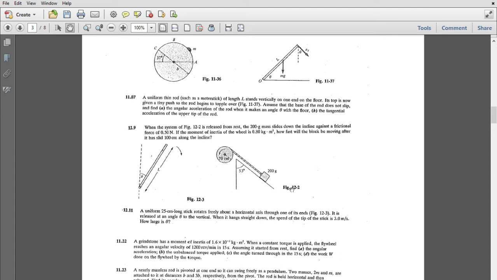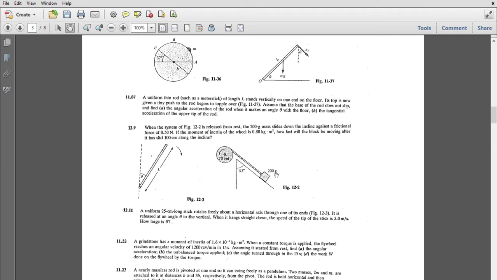And delta KE has two parts, right? This part has a 1/2 I omega final squared minus 1/2 I omega initial squared, and omega initial is 0. This part has a 1/2 mv final squared minus 1/2 mv initial squared, and v initial is 0. We can change out omega using v equals r omega to get omega is equal to v over r, because we're asked for how fast the block is moving, so we can exchange out the omega for v over r.